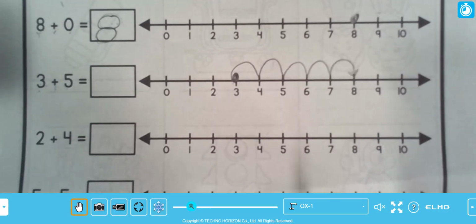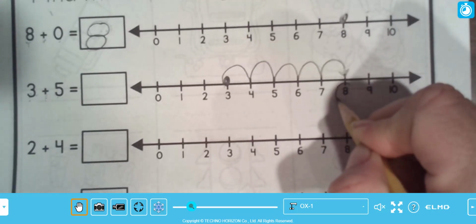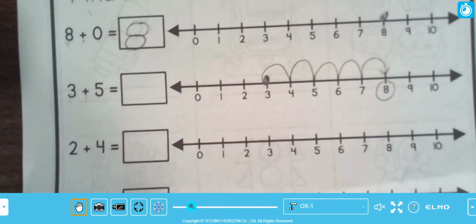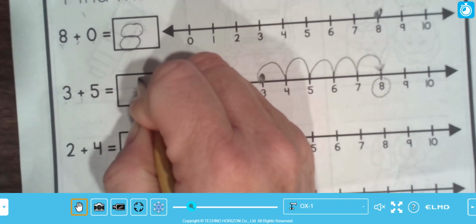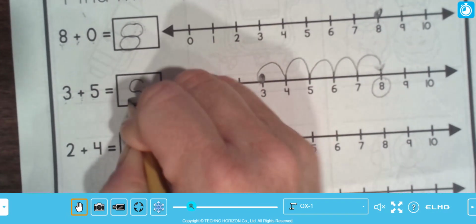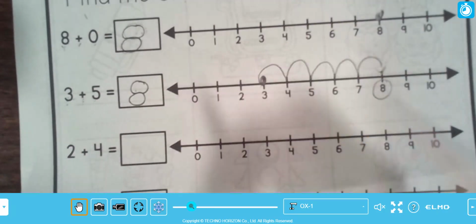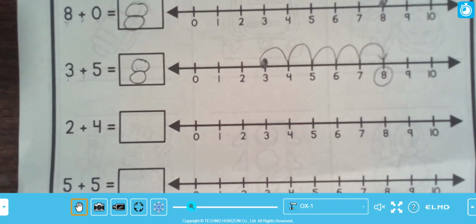Okay, now, what was our sum? Yeah, it's 8. So I'm going to put a circle around 8 to show that that is the sum. And then I'm going to write 8 in the answer space. So make an S. See the S? Now I'm going to make the backwards S. There we go. That's my answer or my sum.